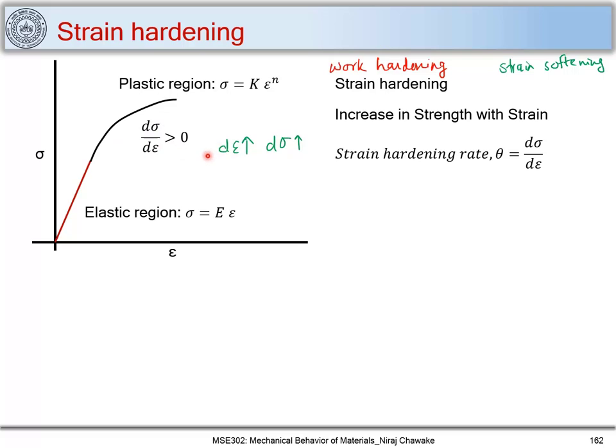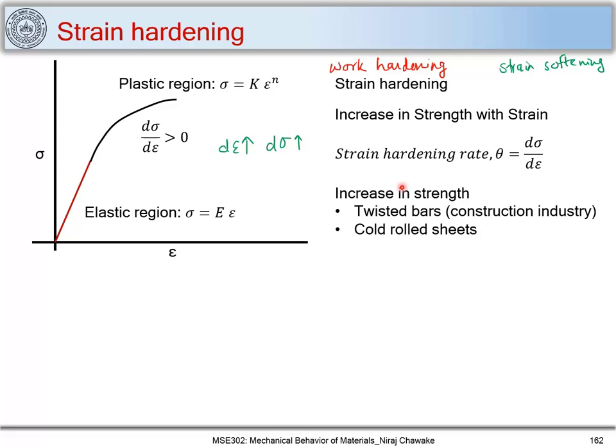Why do we need this strain hardening, or what is its importance? We need this in the construction industry, where you have twisted bars, which leads to an increase in strength, or when we cold roll sheets, if you keep rolling sheets, the strength of the sheets increases. So why is there an increase in strength when we increase the plastic strain on a material, or when we work a material? This is the question we have to answer.